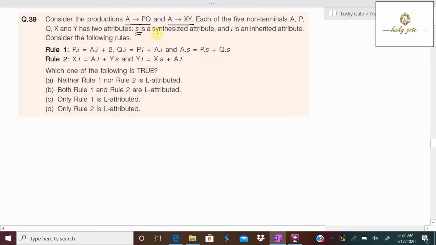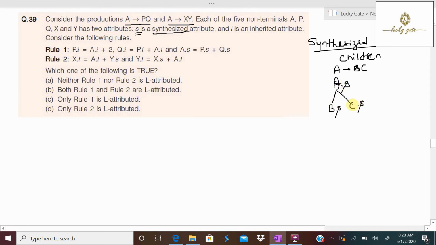We call S a synthesized attribute. So what is a synthesized attribute? A synthesized attribute is one whose value is computed from its children. Suppose A tends to BC is a production. If you attach some attribute S to A, B, C, so that the value of the parent can be determined from its children, then we can call S a synthesized attribute.